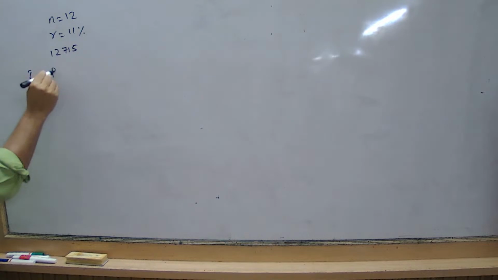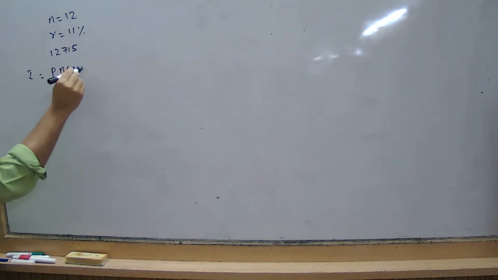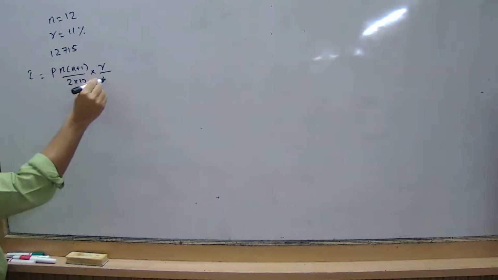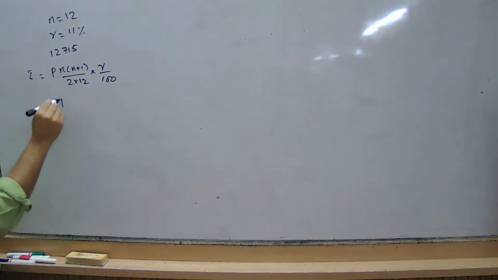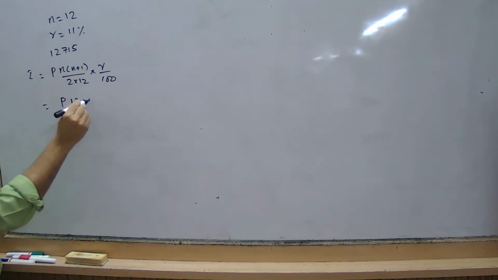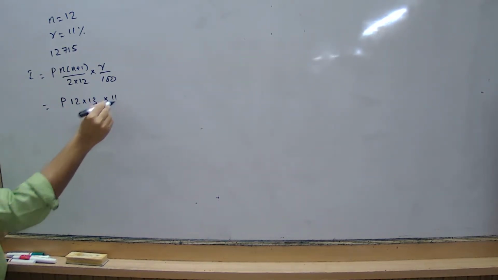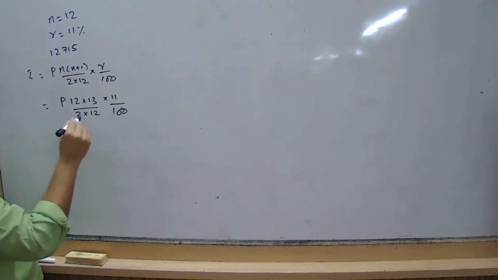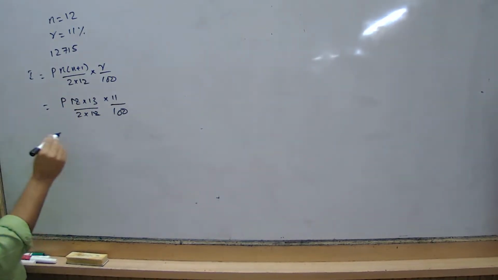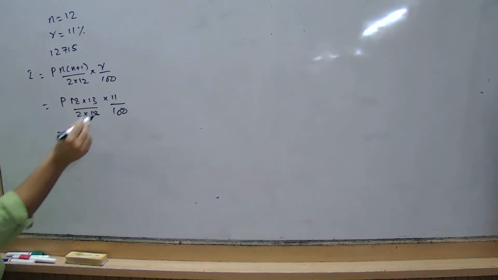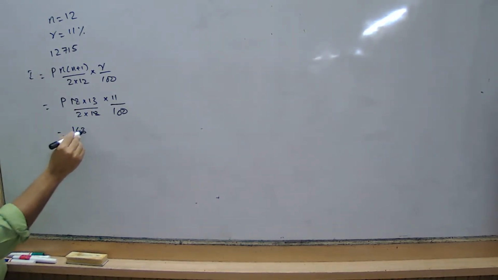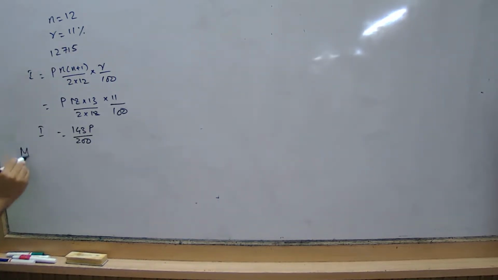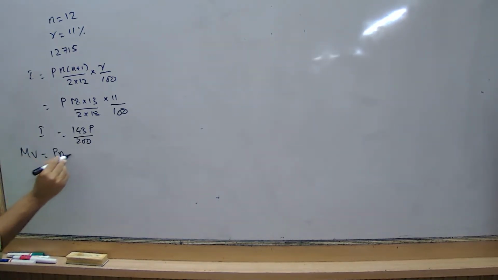I is equal to P into N plus 1 into by 2 into 12 into R by 100. P we don't have. So 12 into 13 into 11 by 2 into 12 upon 100. If you want to cancel, no cancellation. 13 times 11 are 143P upon 200. That is I. MV is equal to Pn plus I.